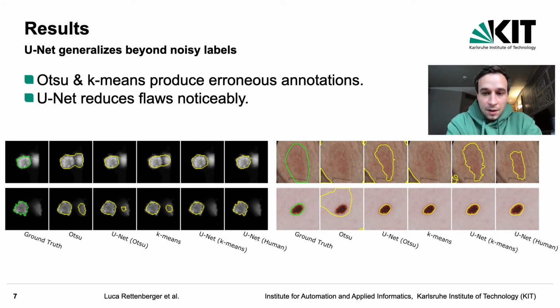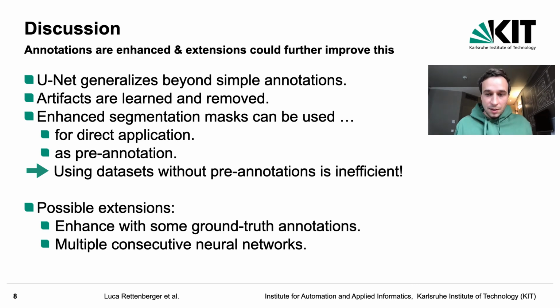Quite similar behavior can be seen with the ISIC melanoma dataset. Well, we can see with our approach that the U-Net generalizes beyond simple annotations. So the U-Net is actually capable of finding relationships in the data sets by just providing some simple generated annotations. Artifacts in the images are learned and removed. So the U-Net is actually capable of recognizing them as random noise.